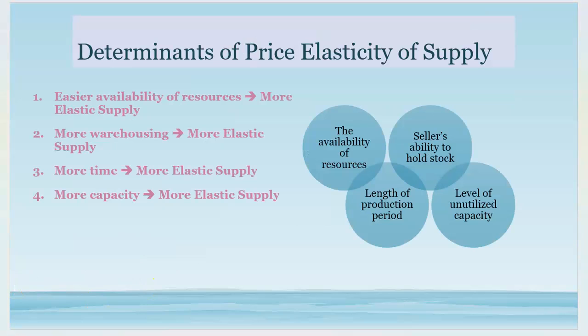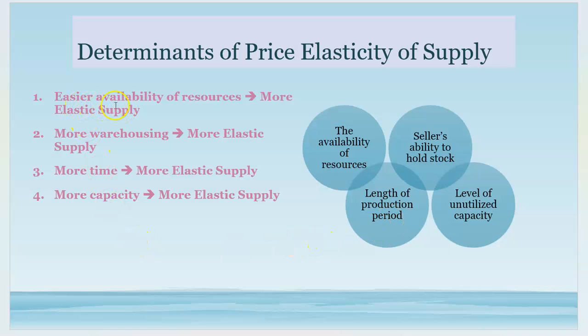Okay, now the determinants of price elasticity of supply. There might be 3 for demand, but there are 4 for supply, and don't confuse them with the non-price determinants of supply. These are the determinants of price elasticity of supply. There are 4. The availability of resources; the company's ability to hold stock, which means warehouse; the capacity, how much capacity the company has left, how many trucks are free, how many machines are free, how many workers are free; how many raw materials can they get and how quickly. And then the length of production period. So let's go over them one at a time.